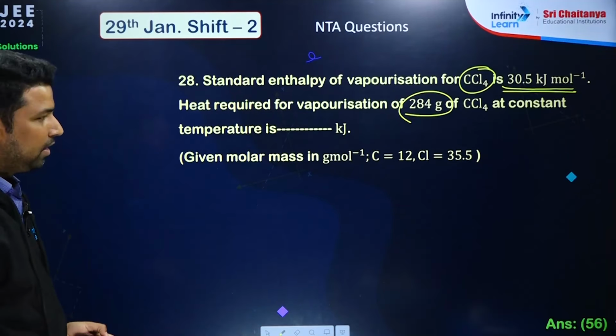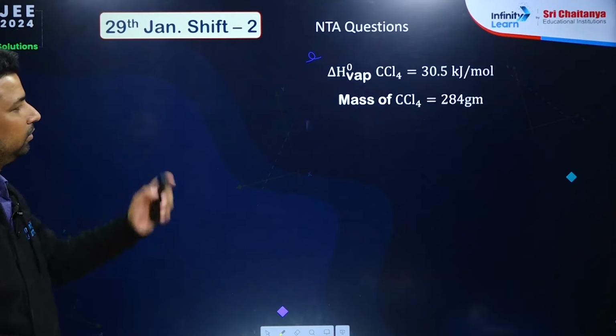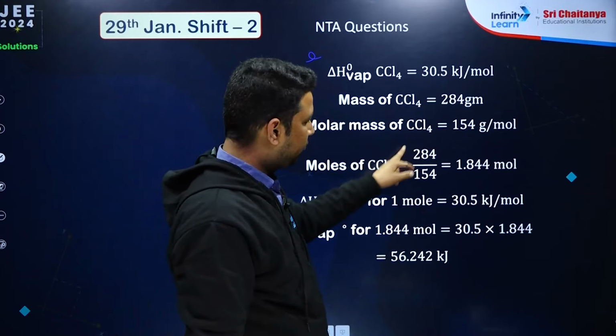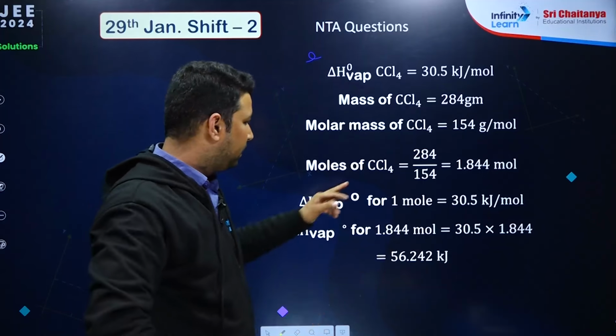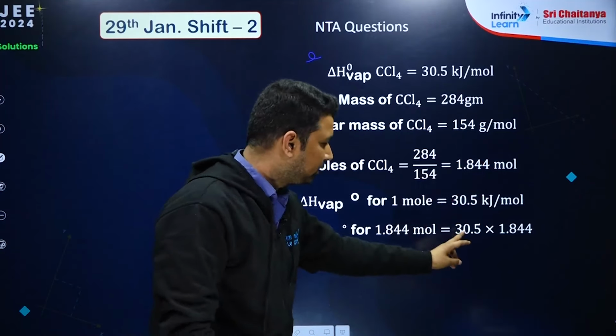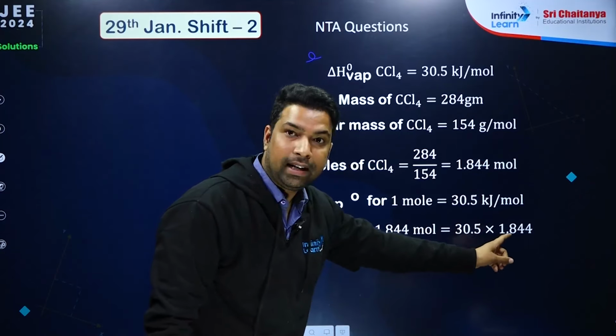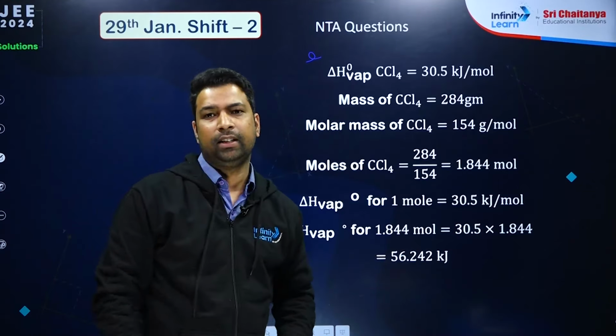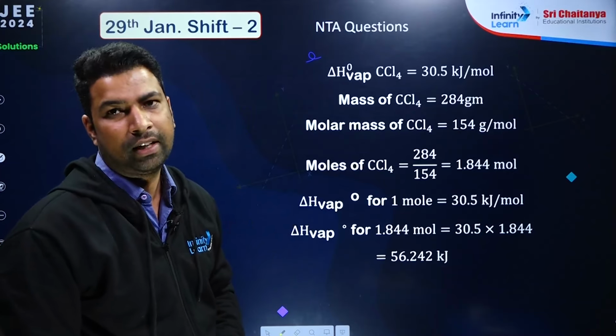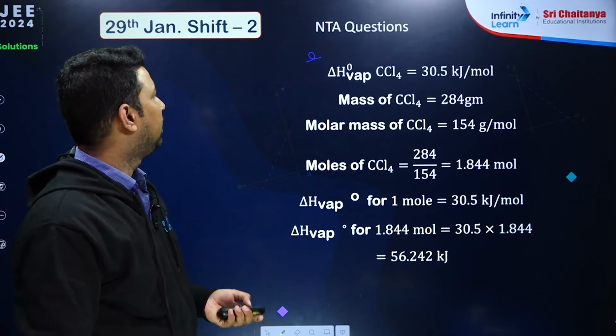And what is the answer? 56. See, 154 is the molar mass. I have calculated the number of moles. For 1 mole this much is required, and then for 1.844 mole, just multiply 30.5 into 1.844. You will get 56.242 kilojoule. Okay. So this was your answer.